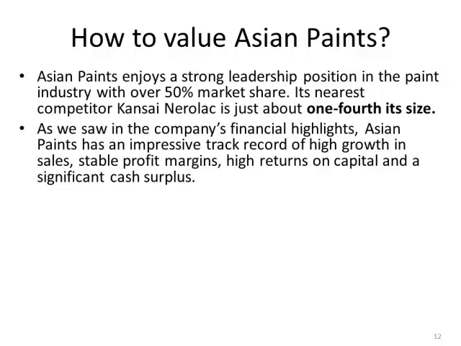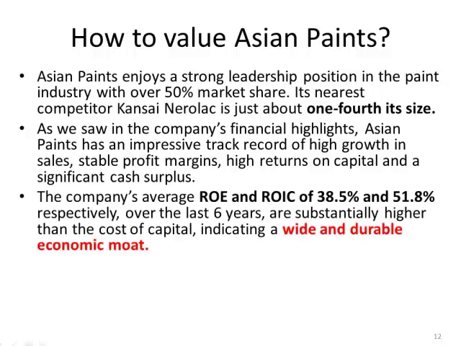And as we saw in the company's financial highlights, Asian Paints has an impressive track record of high growth in sales, stable profit margins, high returns on capital, and a significant cash surplus. So we saw a lot of good things from that balance sheet, right? Sales growth, very high margins which are stable, and very high returns on capital and equity, which are also stable. So the company's average ROE, return on equity, and ROIC, return on invested capital, are 38.5% and 51.8% respectively over the last 6 years.